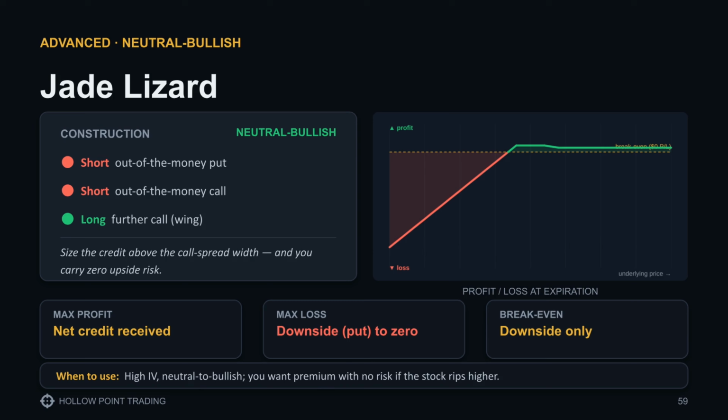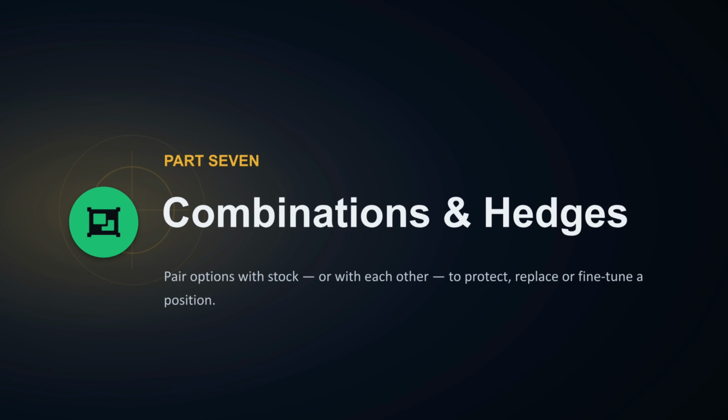The Jade Lizard is an advanced, neutral to bullish strategy. It consists of selling an out-of-the-money put and a call spread. By sizing the credit above the width of the call spread, you can carry zero upside risk while collecting premium in high volatility environments. Finally, Part 7 focuses on combinations and hedges.